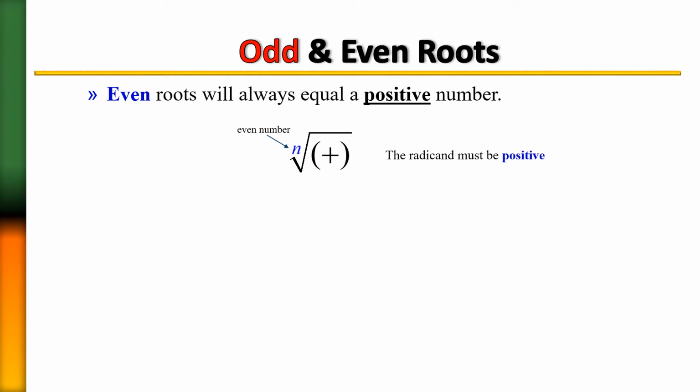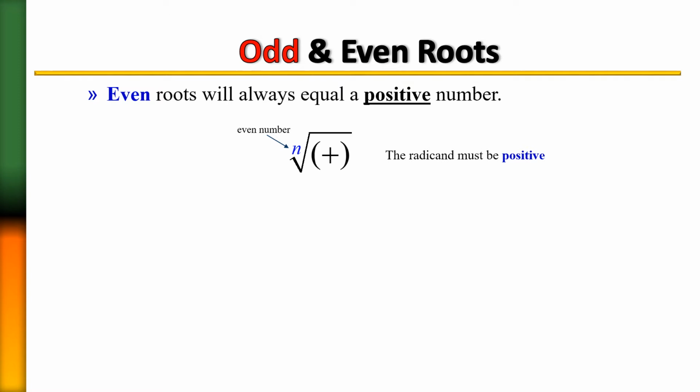Now, the index, the number on the outside of the radical symbol, the little small number in the upper corner, recall that's called the index. If that number is an even number, then it is called an even root. The rule with even roots is the radicand, the number underneath the radical symbol, must be positive. It cannot ever be negative. Remember, if it's a negative underneath there, then it would equal not a real number.